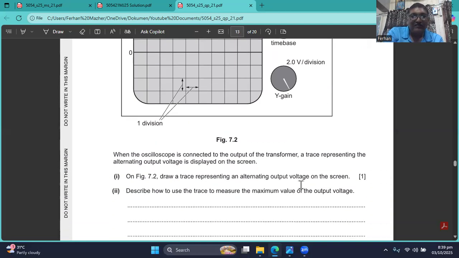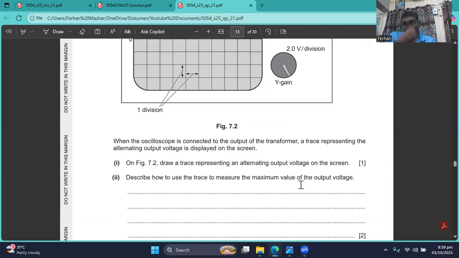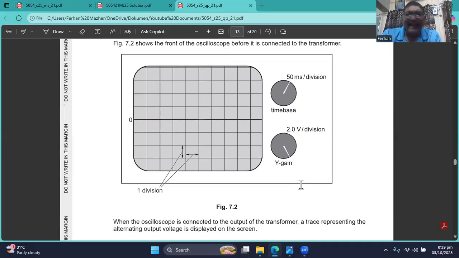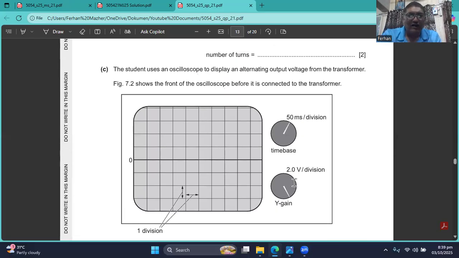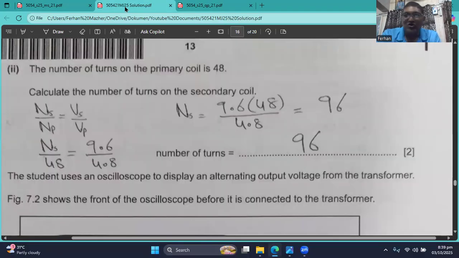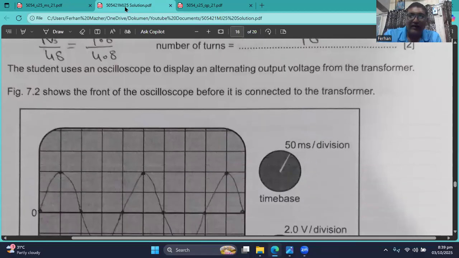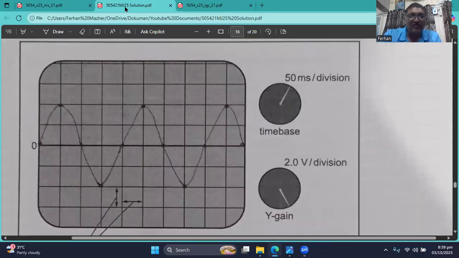What's their question? When the oscilloscope is connected to the output of the transformer, a trace representing the alternating output voltage is displayed on the screen. On figure 7.2, draw a trace representing an alternating output voltage on the screen. You just have to represent any alternating voltage. You know, the alternating goes up, goes down, goes up. That shape is called the sinusoidal wave. So you have to draw a sinusoidal wave.